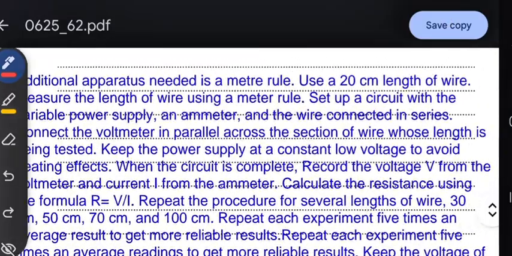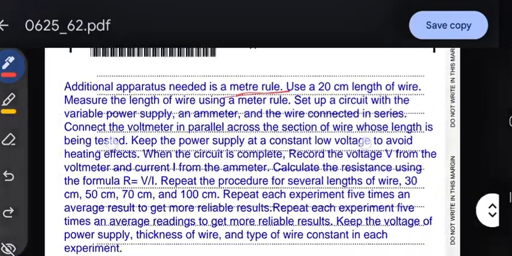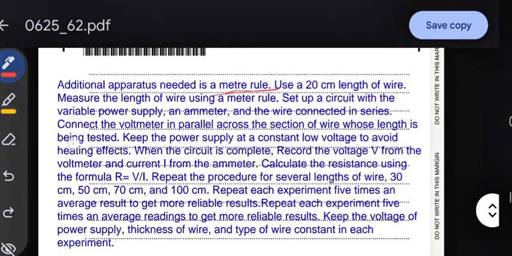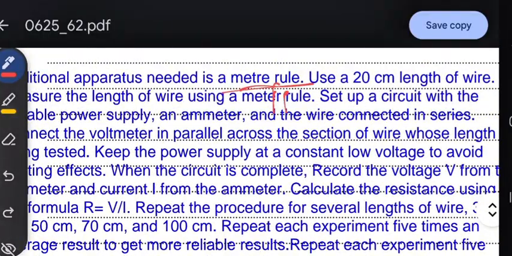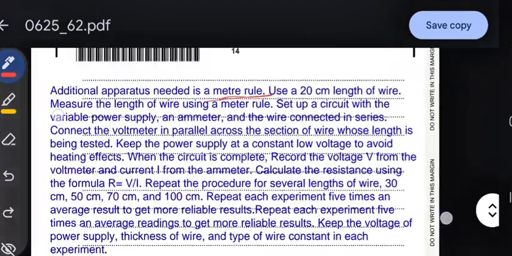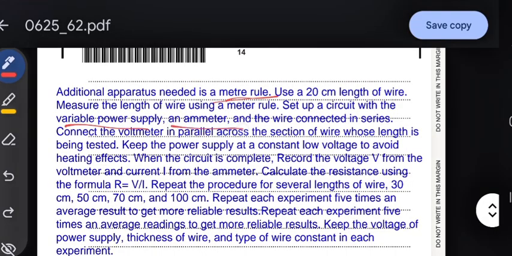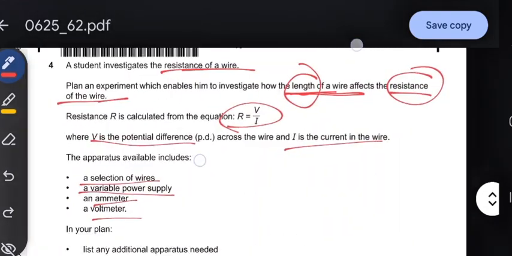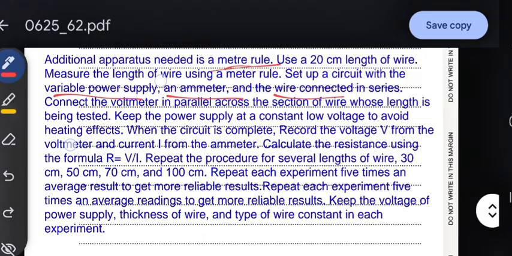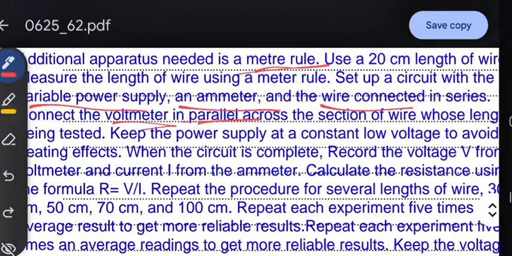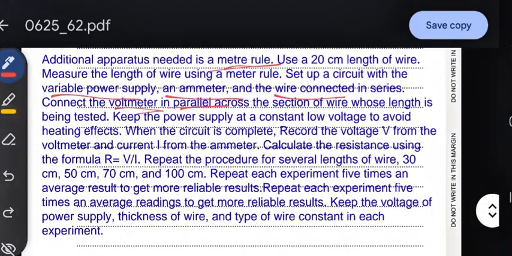So the additional apparatus that is needed is a meter rule. Now you use a 10 centimeter length of wire. Measure the length of the wire using a meter rule. So you set up a wire with the variable power supply, an ammeter, and the wire connected in series, whatever stuff is given over here. Then the voltmeter, we didn't mention that. So you have to connect the voltmeter in parallel, as discussed before, across a section of wire whose length is being tested.